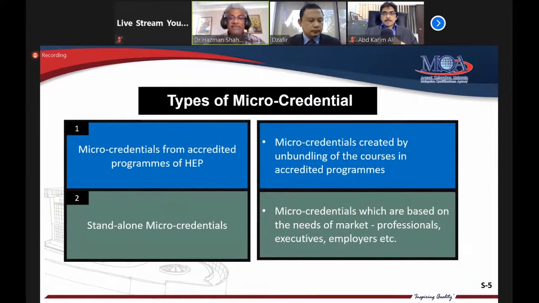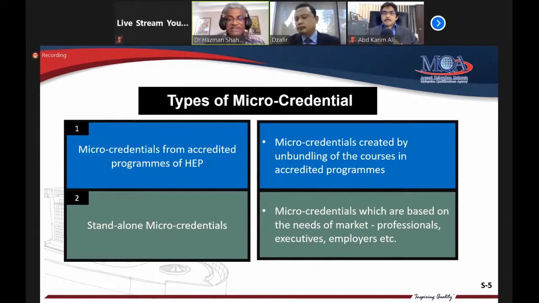So that's the two types of micro-credentials, right? By unbundling your accredited programs, and one that is actually free, or we call it standalone. So if you are someone who likes to have full flexibility and completely want to design your MC, then you're looking at the second category, which is a standalone.